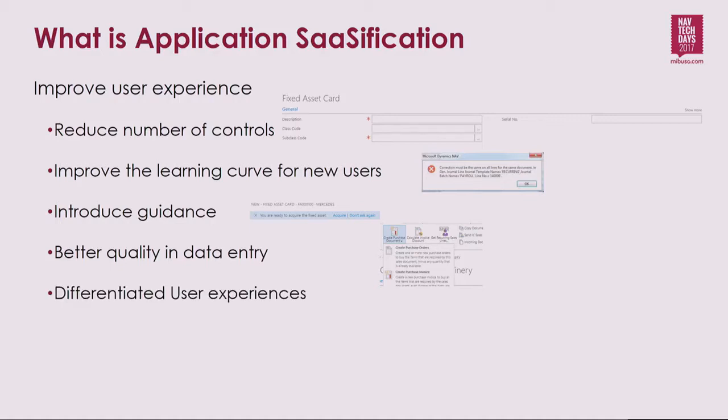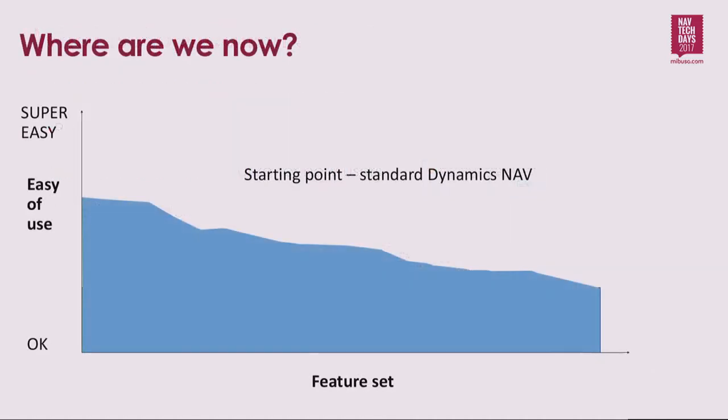So, where are we now? Or rather, where did we start? If we look at the blue part of this, it is basically standard NAV when this effort started. The x-axis is basically the full application feature set, and then y is our aspiration. We think it's easy to use, but we want to make it super easy.